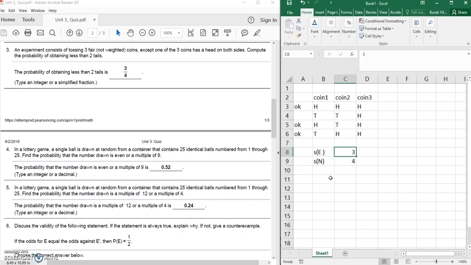So then the probability would be SE over SN, so that's going to be 3 over 4. The question is already asking for that in fraction format, so you put 3 over 4, but as a decimal it's 0.75.